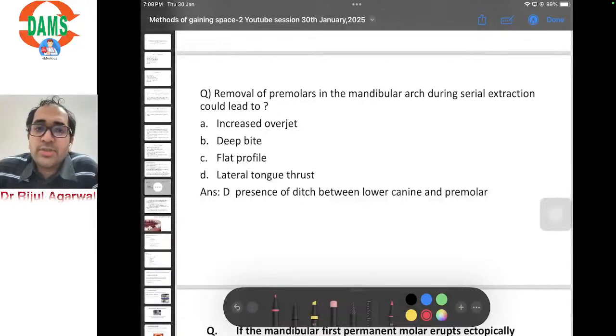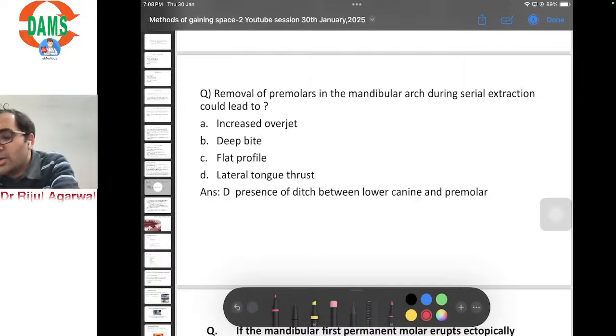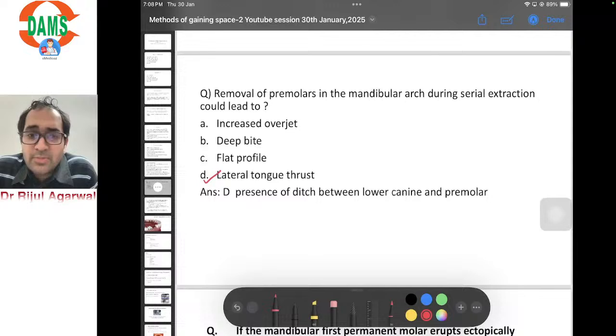Okay, so question, what will be the disadvantage of removal of premolar in the mandibular arch during serial extraction? It could lead to lateral tongue thrust. How? Because, as we know, the tongue is a very notorious muscle. Anywhere there is space, whether anteriorly or posteriorly, the tongue will go into that space. So due to the premature extraction of D and 4, there is an empty ditch in that space, and with the canine still to erupt in that position, that can lead to development of lateral tongue thrust.